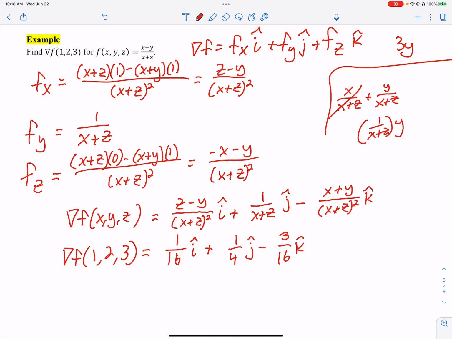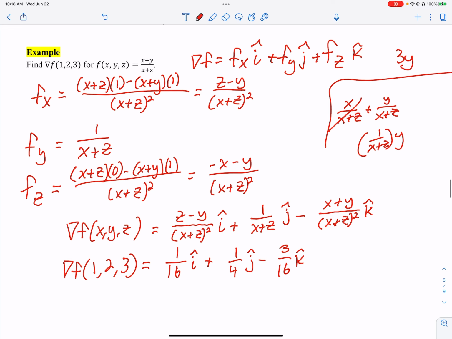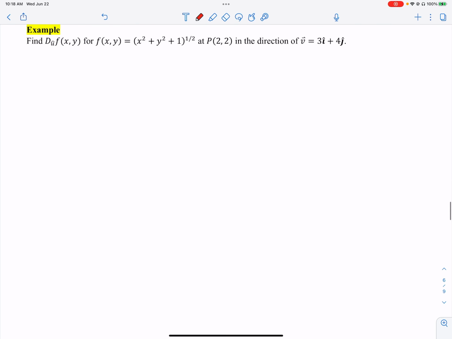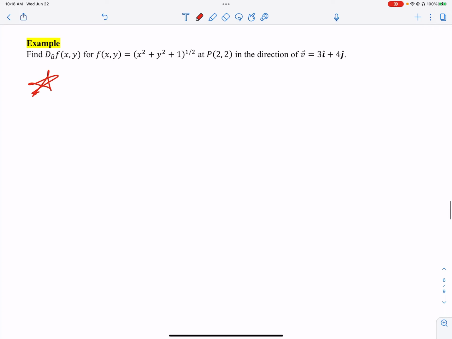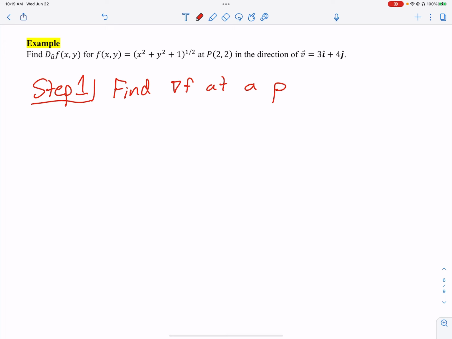Okay, so far we've been good. This is just del f. Let's practice some directional derivatives. So they give us this. The first thing that we need to do always, and I'm going to write step 1 after this. Actually, let's wait. Let's do steps. So step 1, forgive me. Step 1 is going to be find, so they want the directional derivative. So find del f at a point.